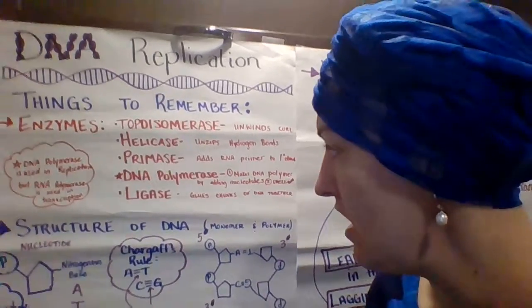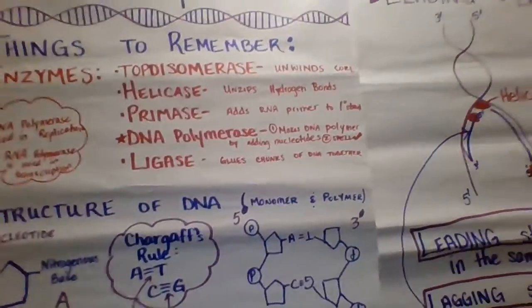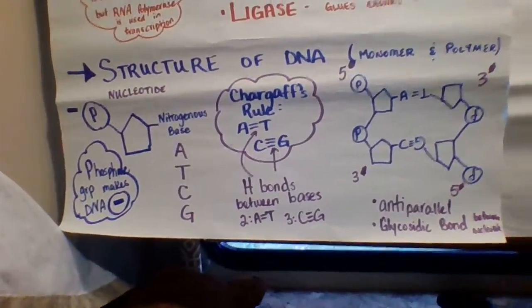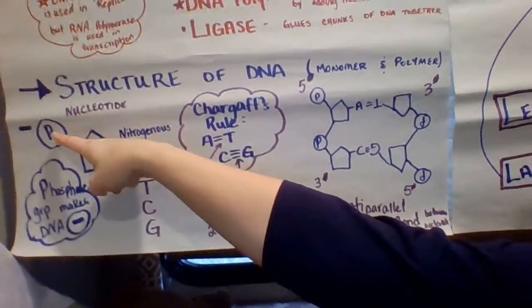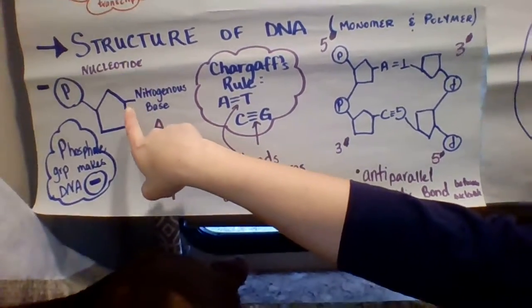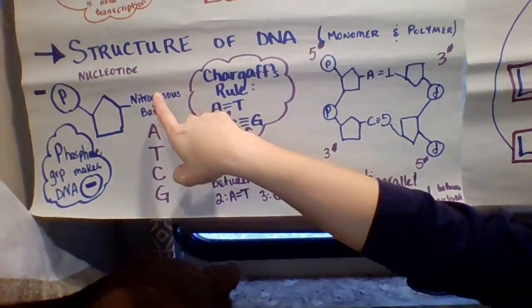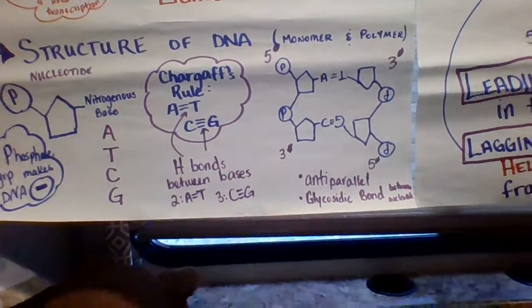Okay? All right, so let's talk a little bit about structures, because we know that structure and function go together. So just as a little review, see if I can't get this in view a little bit better. There we go. Okay, so we have the nucleotide, which of course has a phosphate group. It has a 5-carbon sugar, which in this case is going to be deoxyribose, and then it has our nitrogenous base, which is A, T, C, or G.